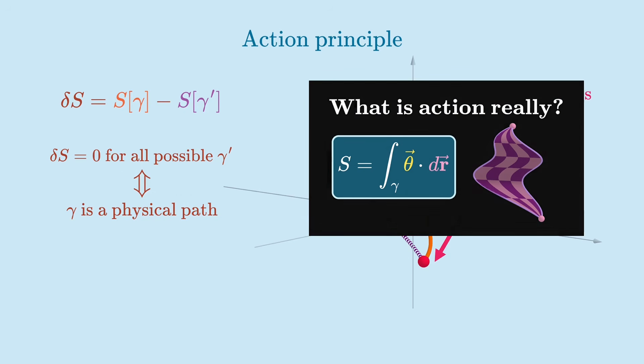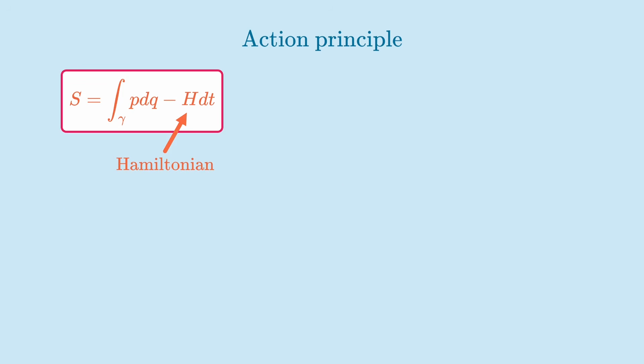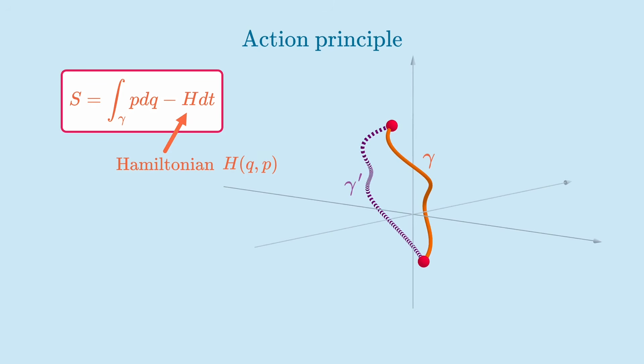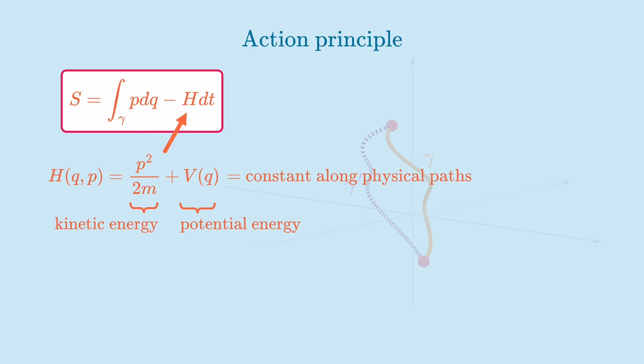Now let's focus on the details of S, in particular, this H known as the Hamiltonian. It encodes the physical system, but it's also just a function of q and p, so we can compute H at any point and S along any path we like. In the cases we are interested in, H is the total energy. The first term is the kinetic energy, the second is the potential energy. Conservation of energy means that H is constant along physical paths that a state can take.